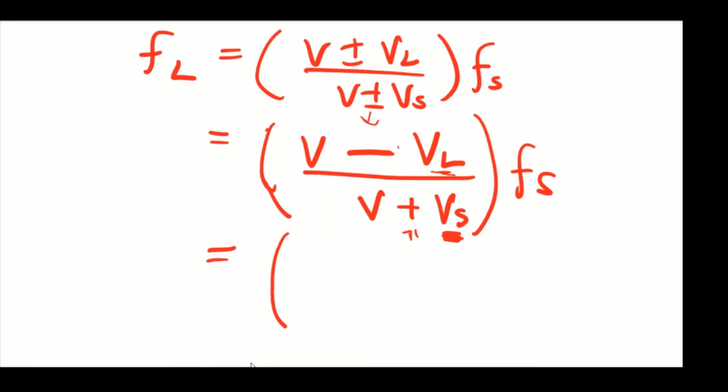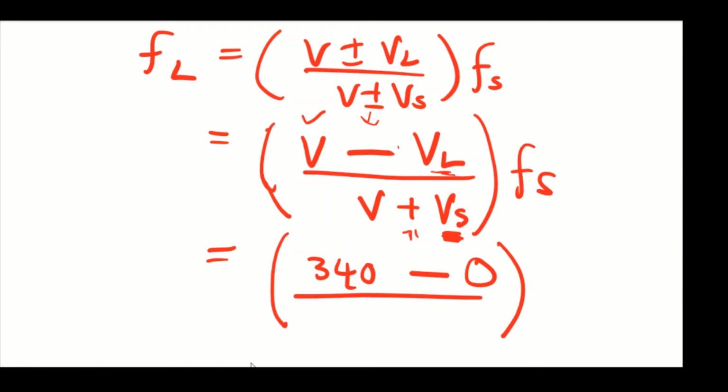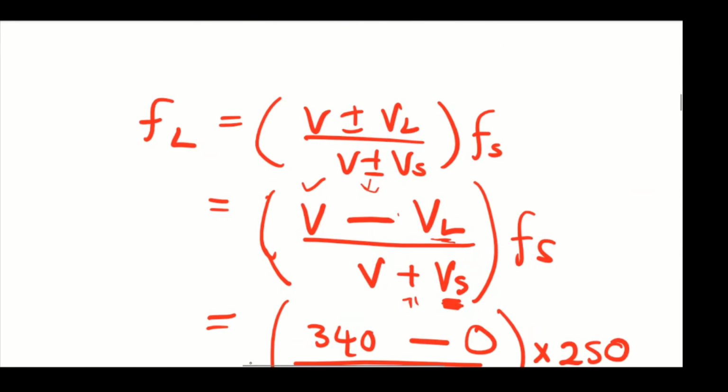We're just going to substitute here. The v is going to be 340 minus the velocity of the listener, which is the learners, and the learners are stationary, so it's just 0, divided by 340 plus the velocity of the source, which is moving away, so we say plus 20 meters per second, and then we multiply by the frequency of the source. The frequency of the source we're given as 250. Just look at the statement above. Let me just show you quickly.